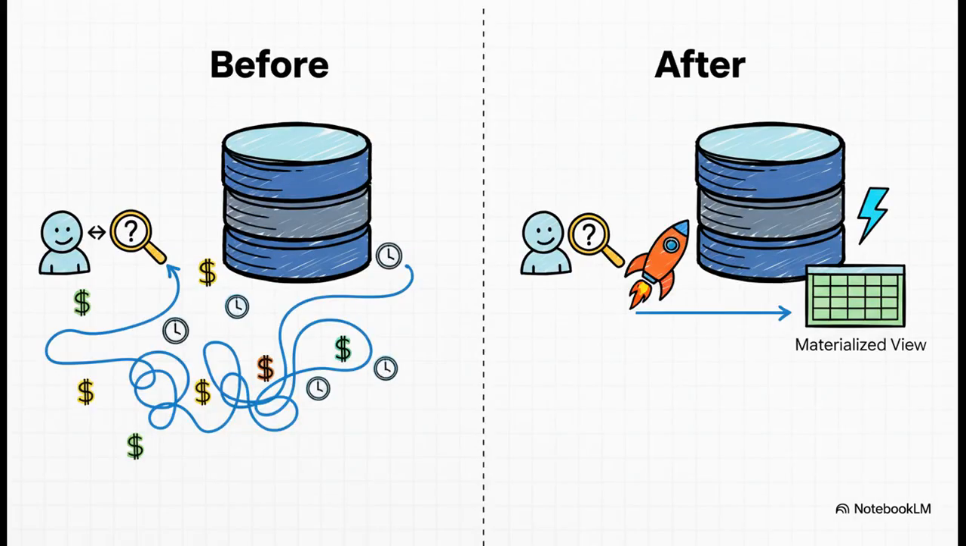Next scenario, you've got these slow, super expensive, and highly repetitive aggregation queries running on massive BigQuery tables. The most cost-effective and highest-performing solution is to use materialized views. They basically pre-calculate and store those results for you.